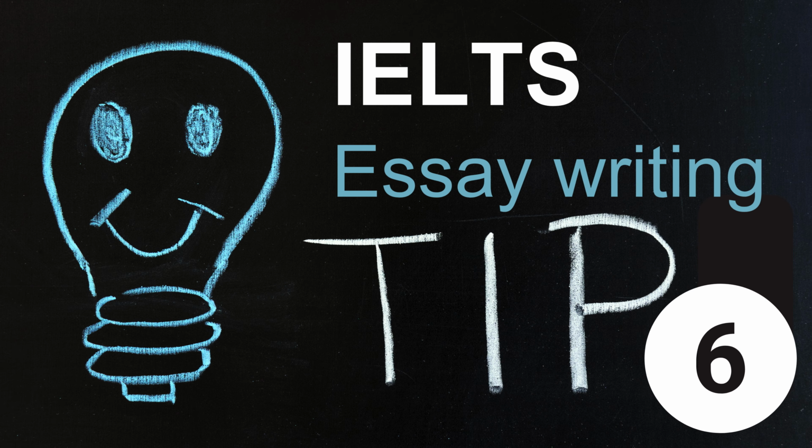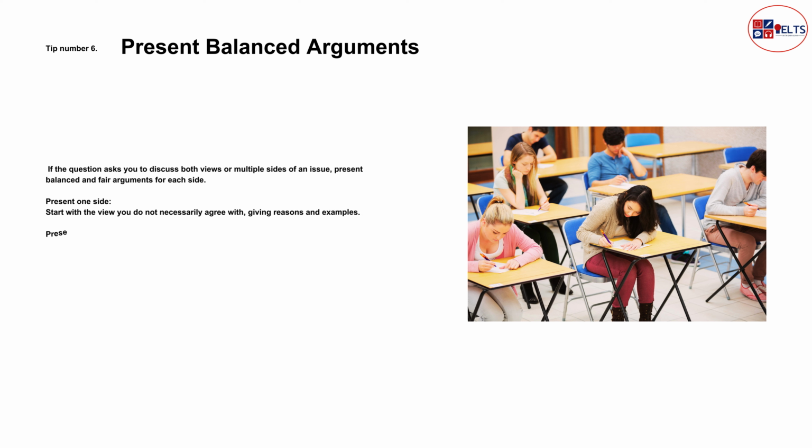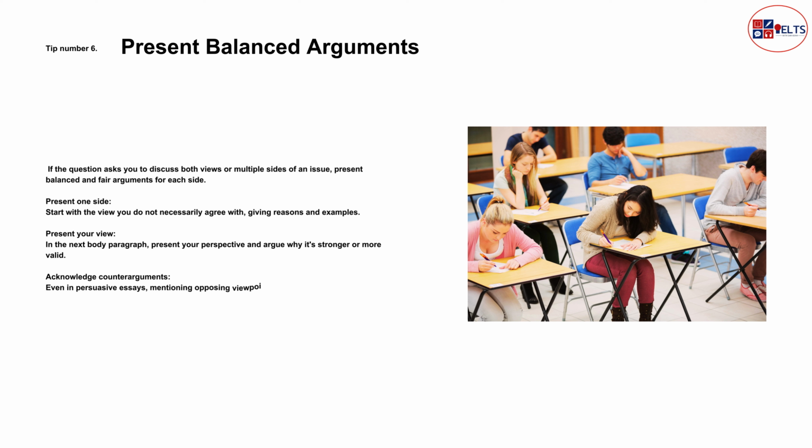Tip number 6. Present balanced arguments. If the question asks you to discuss both views or multiple sides of an issue, present balanced and fair arguments for each side. Present one side. Start with the view you do not necessarily agree with, giving reasons and examples. Present your view. In the next body paragraph, present your perspective and argue why it's stronger or more valid. Acknowledge counterarguments. Even in persuasive essays, mentioning opposing viewpoints shows critical thinking.